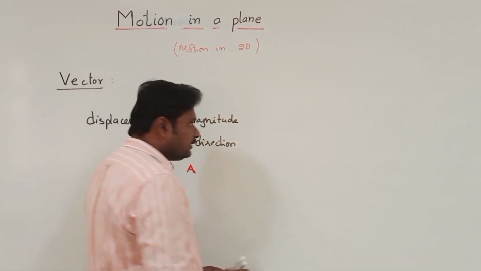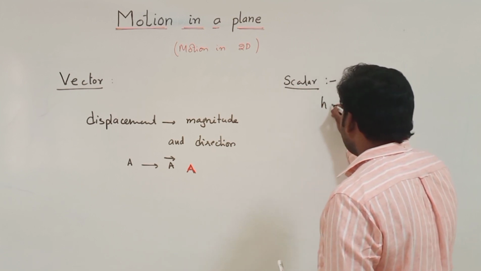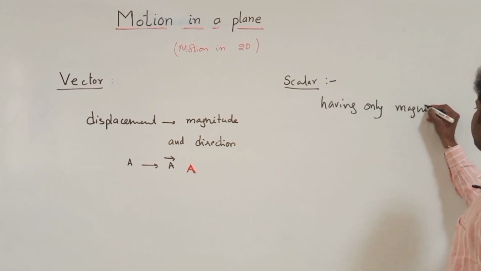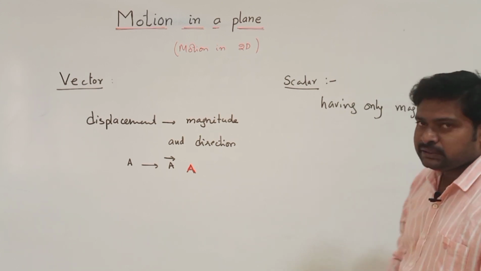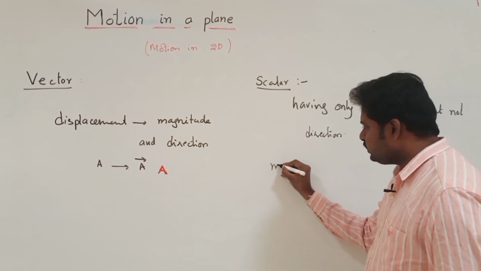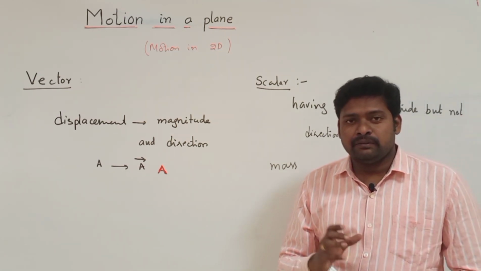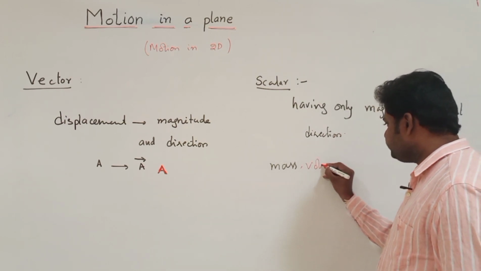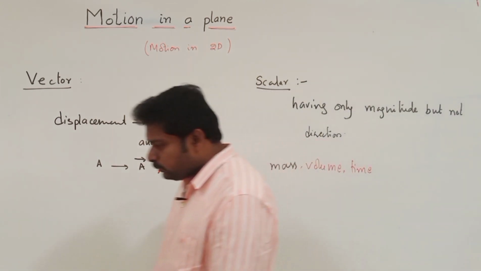And coming to scalar, scalar means having only magnitude but not direction. So it doesn't possess any direction. What are the examples of scalars? Mass. We will measure the mass as 1 kg, 2 kg, but we should not denote 2 kg in this direction, 1 kg in that direction. It cannot be. Mass, volume, time. These are examples of scalars.